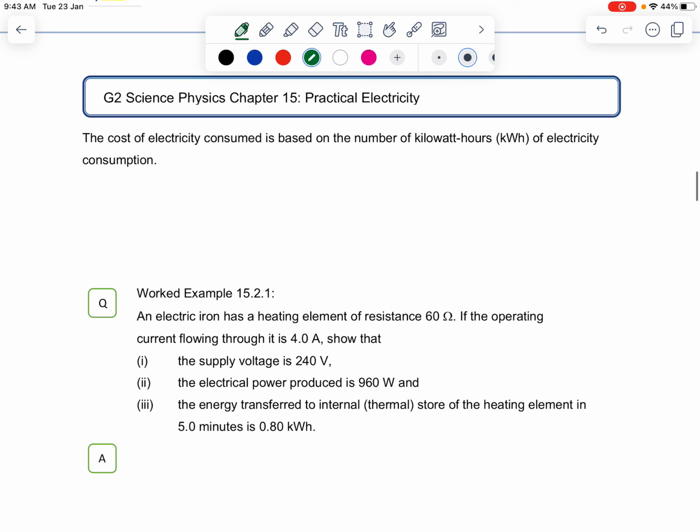So let's look at how we calculate the cost of electricity. Cost is equal to energy used times cost per kilowatt-hour, kWh, which means the amount of electricity used per hour.